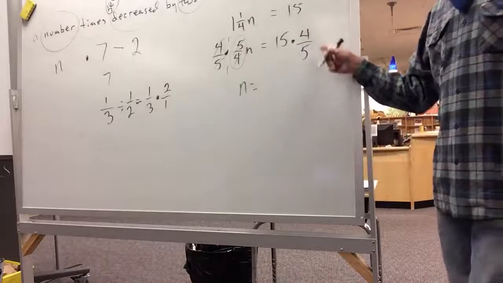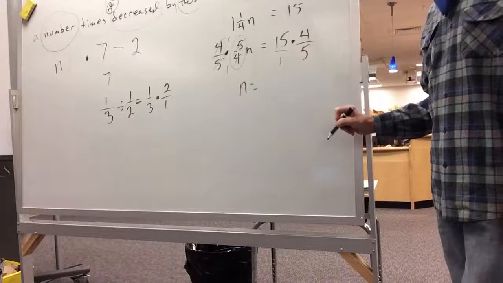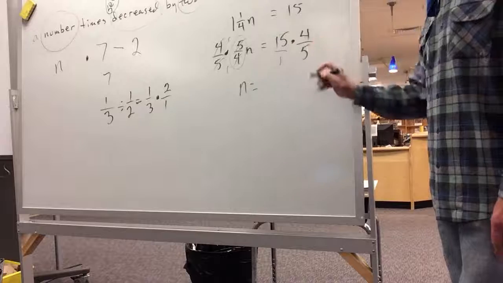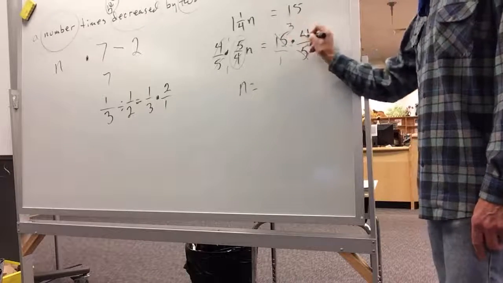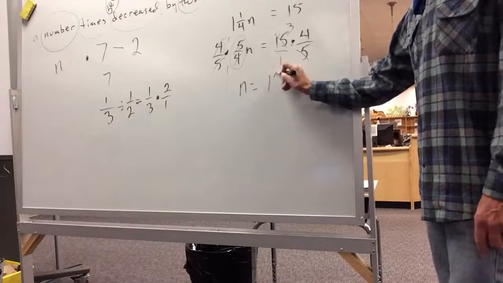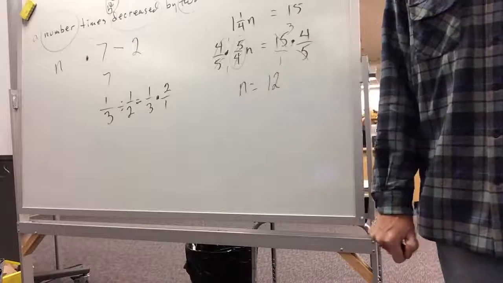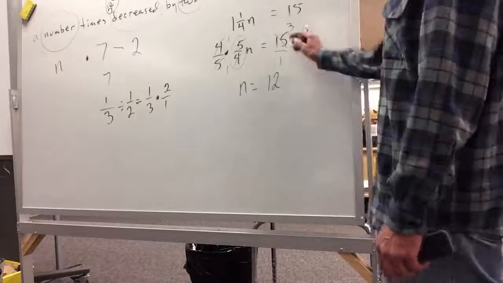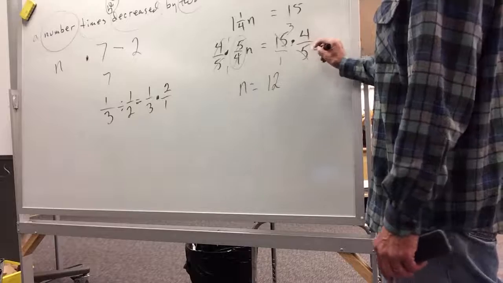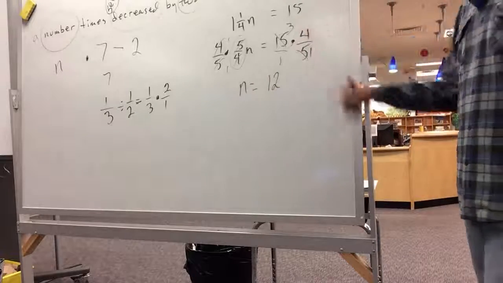Can you simplify this before you multiply? What's 15 over 5? 3. What's 3 times 4? Well, we'll come back to this, don't worry. Wait, do you have to change the 5? I guess it'd be a 1. So never mind. That would be 3 over 1. Divide that by 5, divide that by 5, 3 over 1.